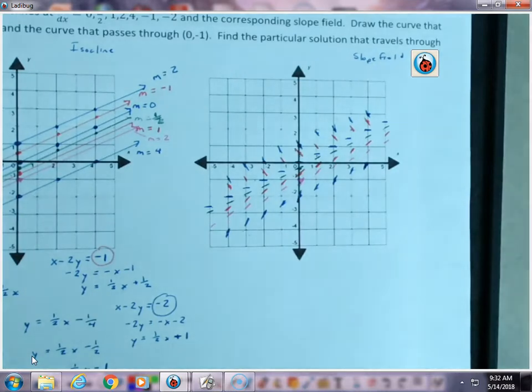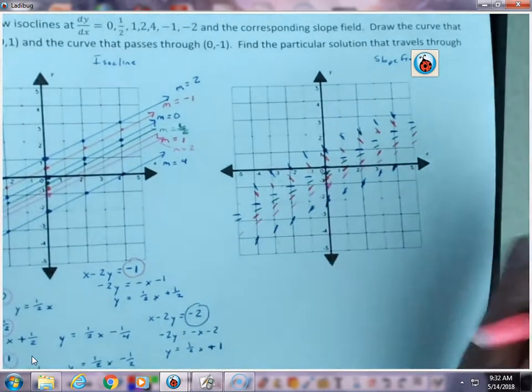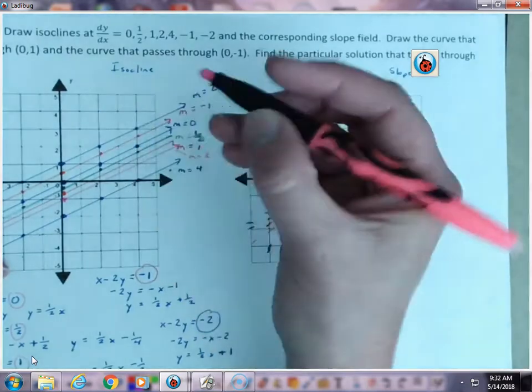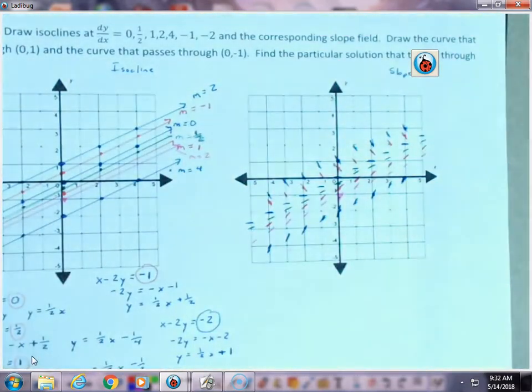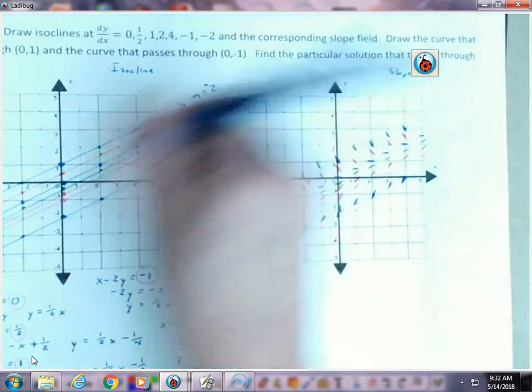Okay. Now, here is tricky. You ready for tricky? The next thing says draw the curve that passes through 0, 1 and the curve that passes through 0, -1. So if you'll remember, I told you with a slope field, you could start at a certain point and try to follow the slope of the lines. You can also do that on an isocline. So what I'm going to do is start at the point. Oh, this should say -2. That's going to cause me problems if I don't fix it.